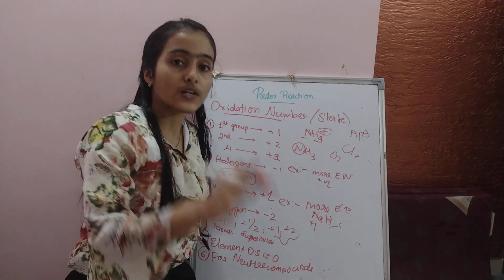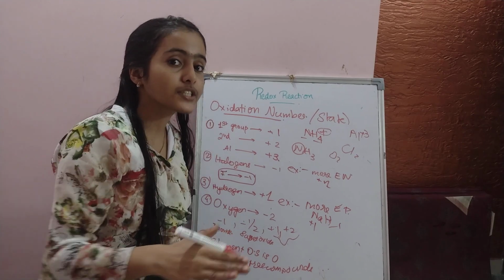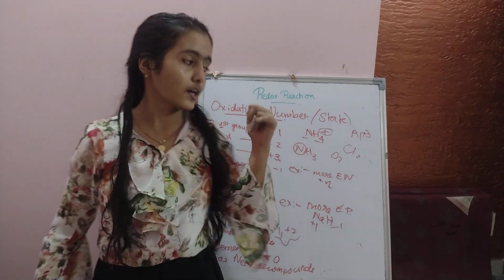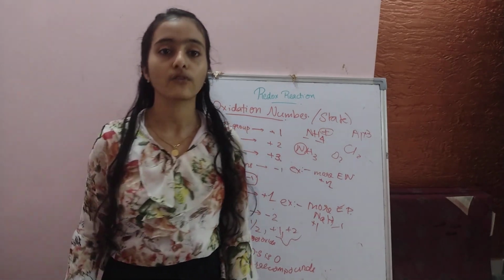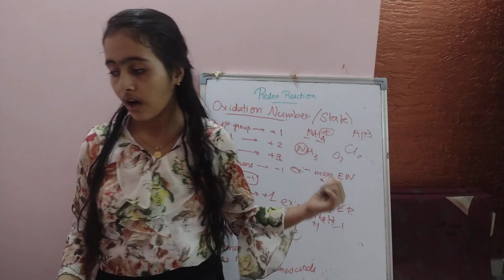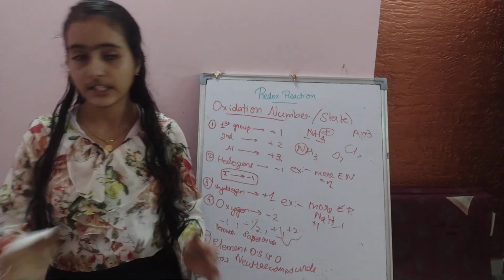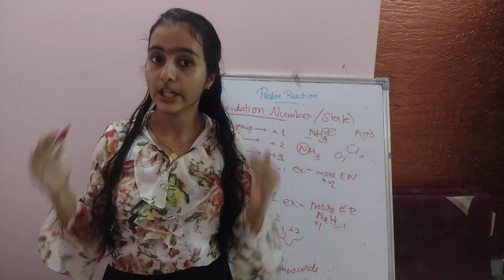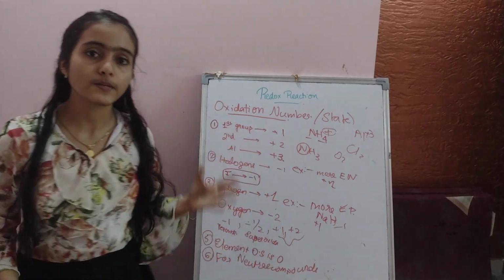So this completes part 1 of redox reactions. Here we defined oxidation, reduction, reducing agent and oxidizing agent, and finally we defined redox reactions, and then we started the topic of oxidation number, oxidation state. There are almost 9 points, and these are very important points that you have to keep in mind while doing problems based on redox reactions.